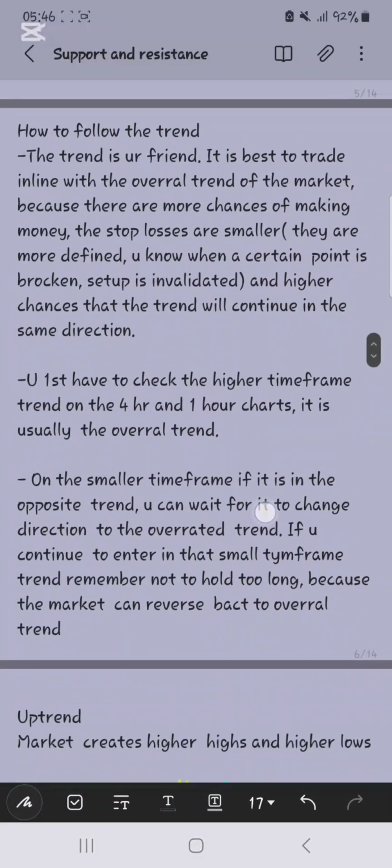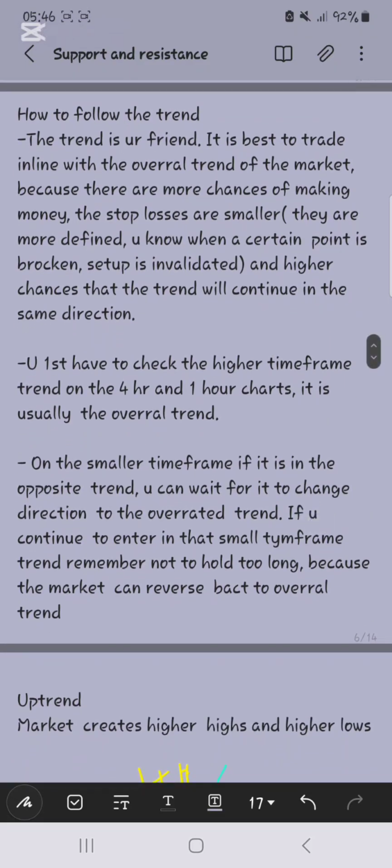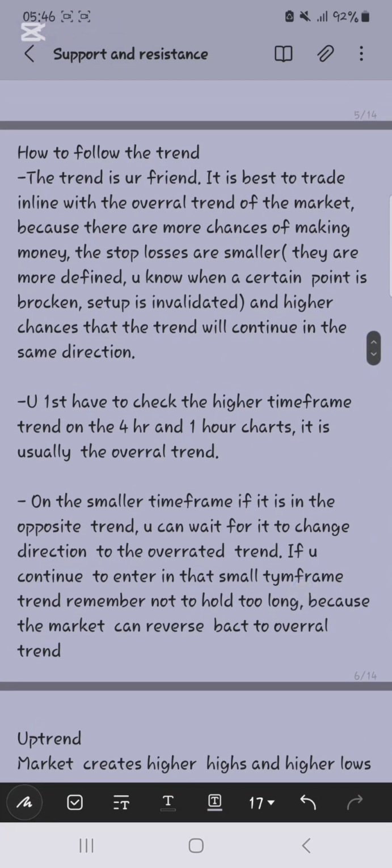So how do you follow the trend? As you can see, I'm highly against going against the trend, trading those M's and W's. So how do you follow the trend? I'm sure you've always heard this term, the trend is your friend. It's always best to trade in line with the overall market trend because you get more chances of making money and your stop losses are much smaller and more defined, because you are trading alongside the trend.